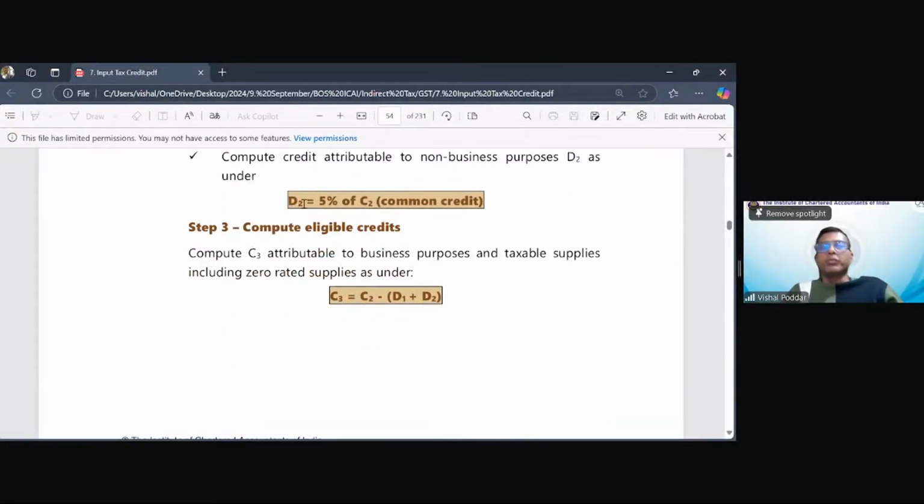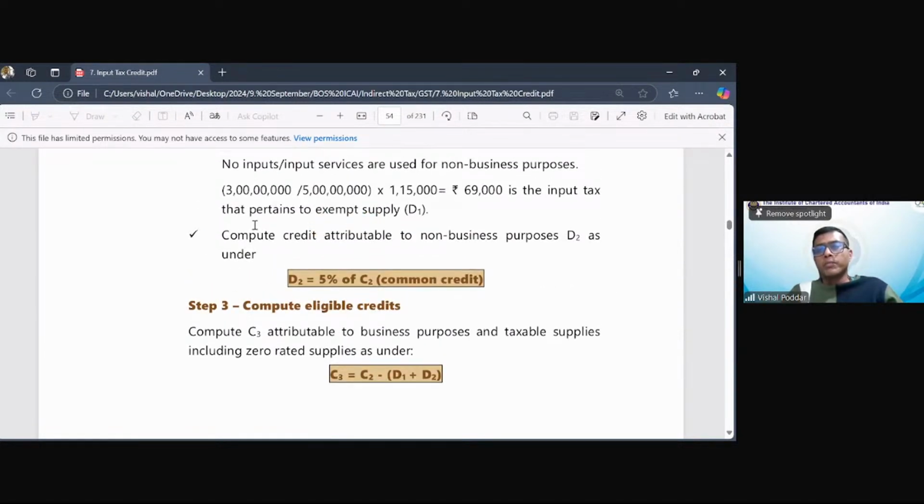Now you find out D2. What is D2? As I said, some of my inputs are used even for non-business purposes, that is for maybe personal use. Now it is very difficult to find out how much of my input is used for personal use. So they have assumed it to be 5%. So they are saying, assume that 5% is your input which is applicable to non-business purposes.